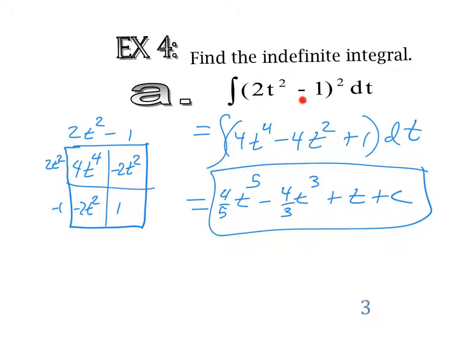Okay, so hopefully you saw that you could actually just square this. If you square it, I use the box method, you get 4t to the 4th, add these things together, you get negative 4t squared, and then plus 1. Antiderivative is pretty simple from here, just add 1 to the exponent, divide by the new exponent. Do that all the way through, and you should get this as the antiderivative for example 4a. All right, let's go to the next page.